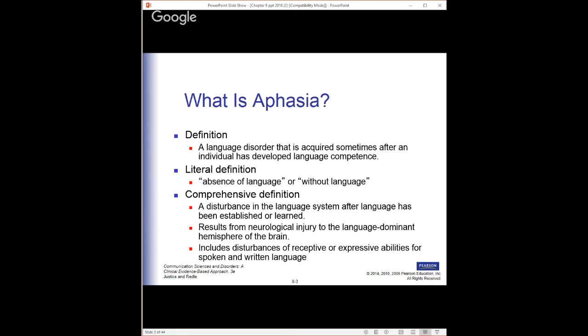A comprehensive definition is a disturbance in the language system after language has been established or learned. It results from neurological injury to the language dominant hemisphere of the brain. Typically, that's the left side. And it includes disturbances of receptive or expressive abilities for spoken and written language.